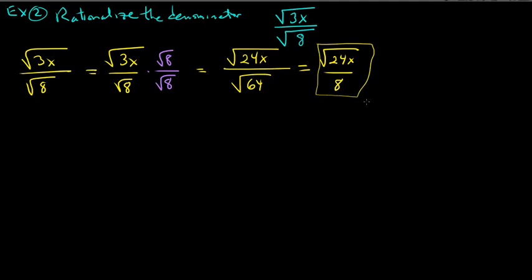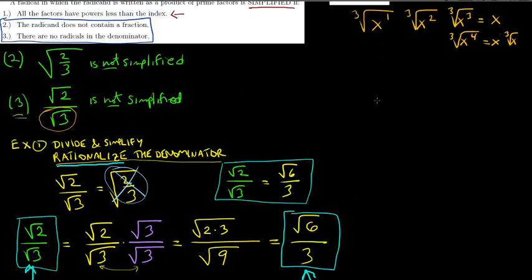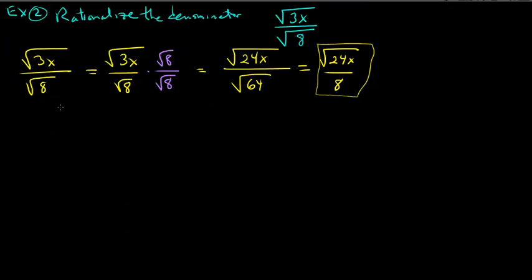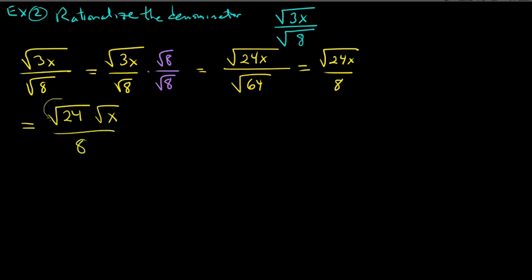There is one other issue here, though, and it goes back to the first rule. You can't have factors that are powers less than the index. Okay, so in other words, we're not done here yet. So let me go down here and see what the problem is. So let me break this apart. We have the square root of 24 times the square root of x over 8. So the issue is the square root of 24, right?